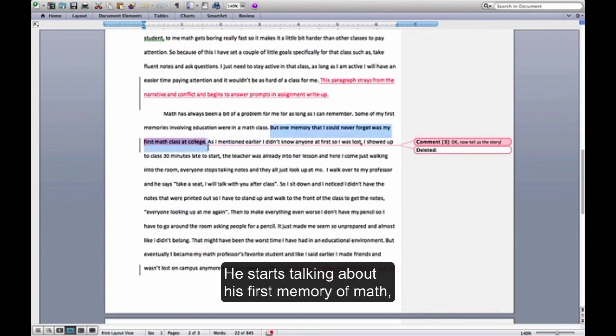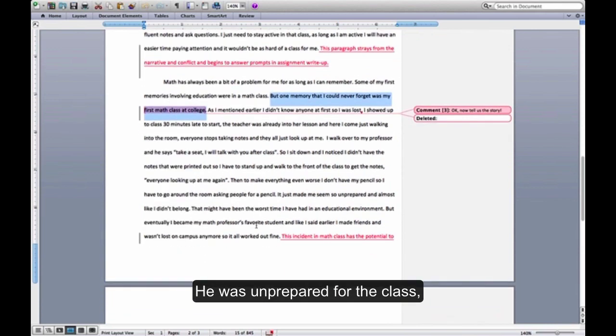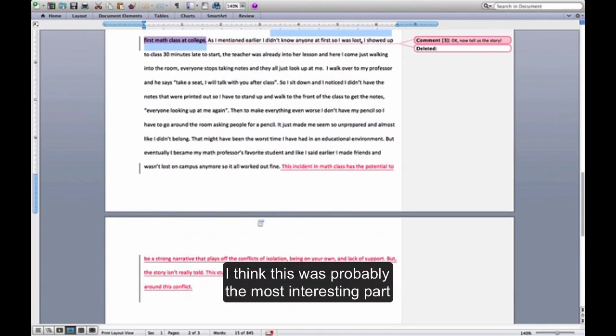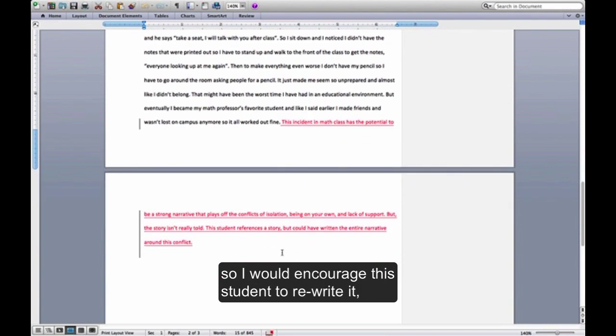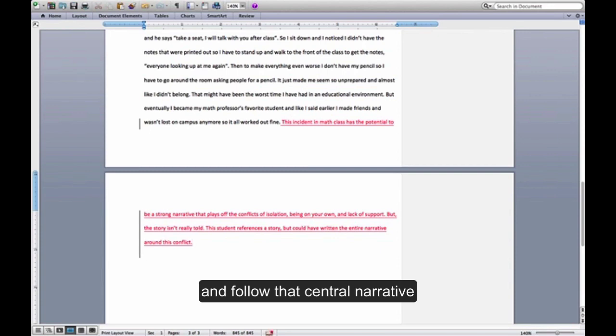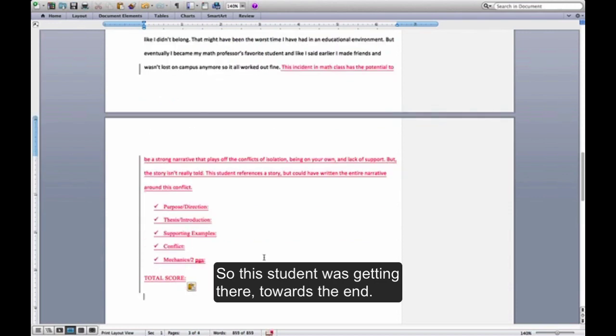He starts talking about his first memory of a math class at the college level. And he goes on a little bit to explore this idea of feeling isolated. He was unprepared for the class. He felt like he didn't belong. I think this was probably the most interesting part of the narrative, because I think that could have been the heart of the narrative. So I would encourage this student to rewrite it and follow that central narrative as an example of the conflict of being in isolation or unprepared. So this student was getting there towards the end.